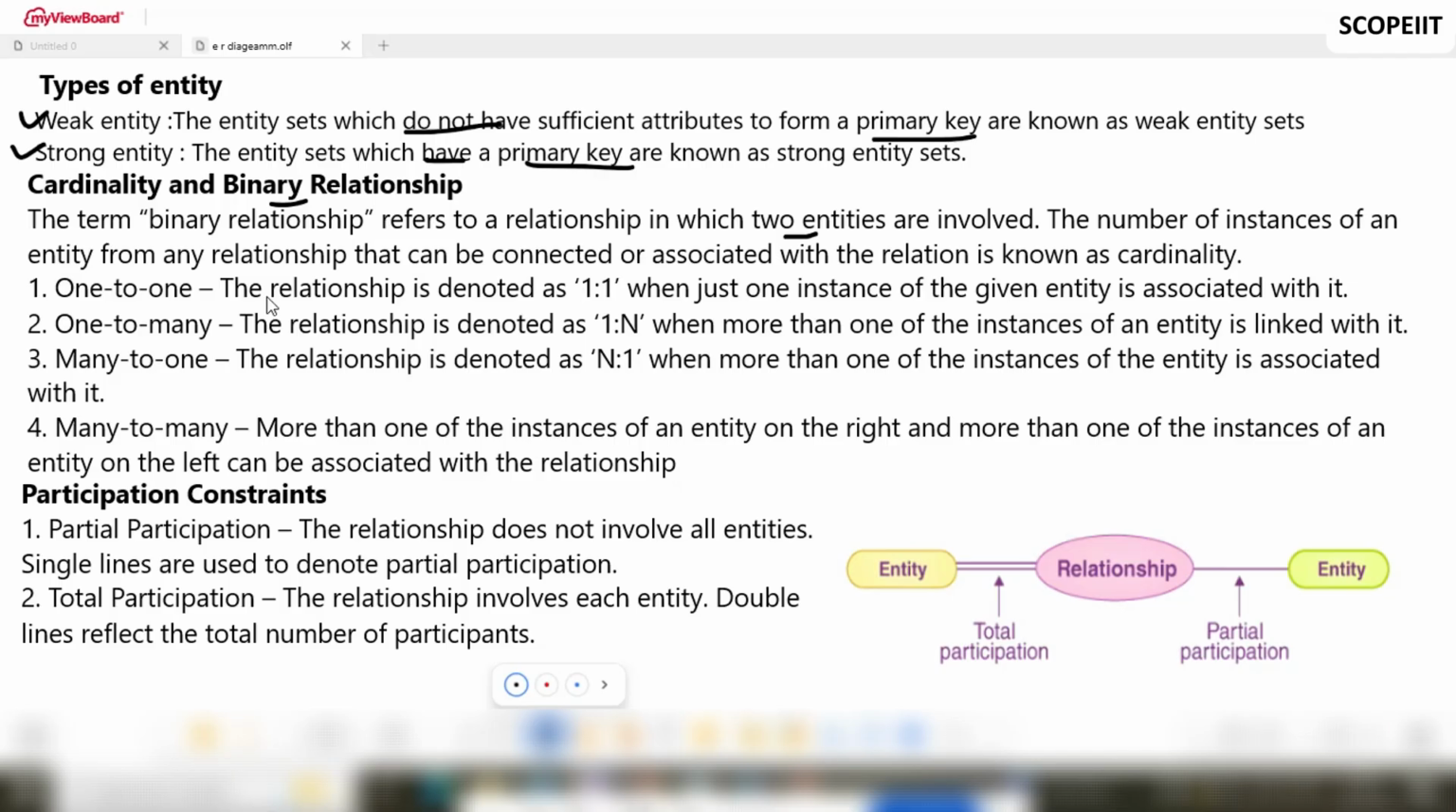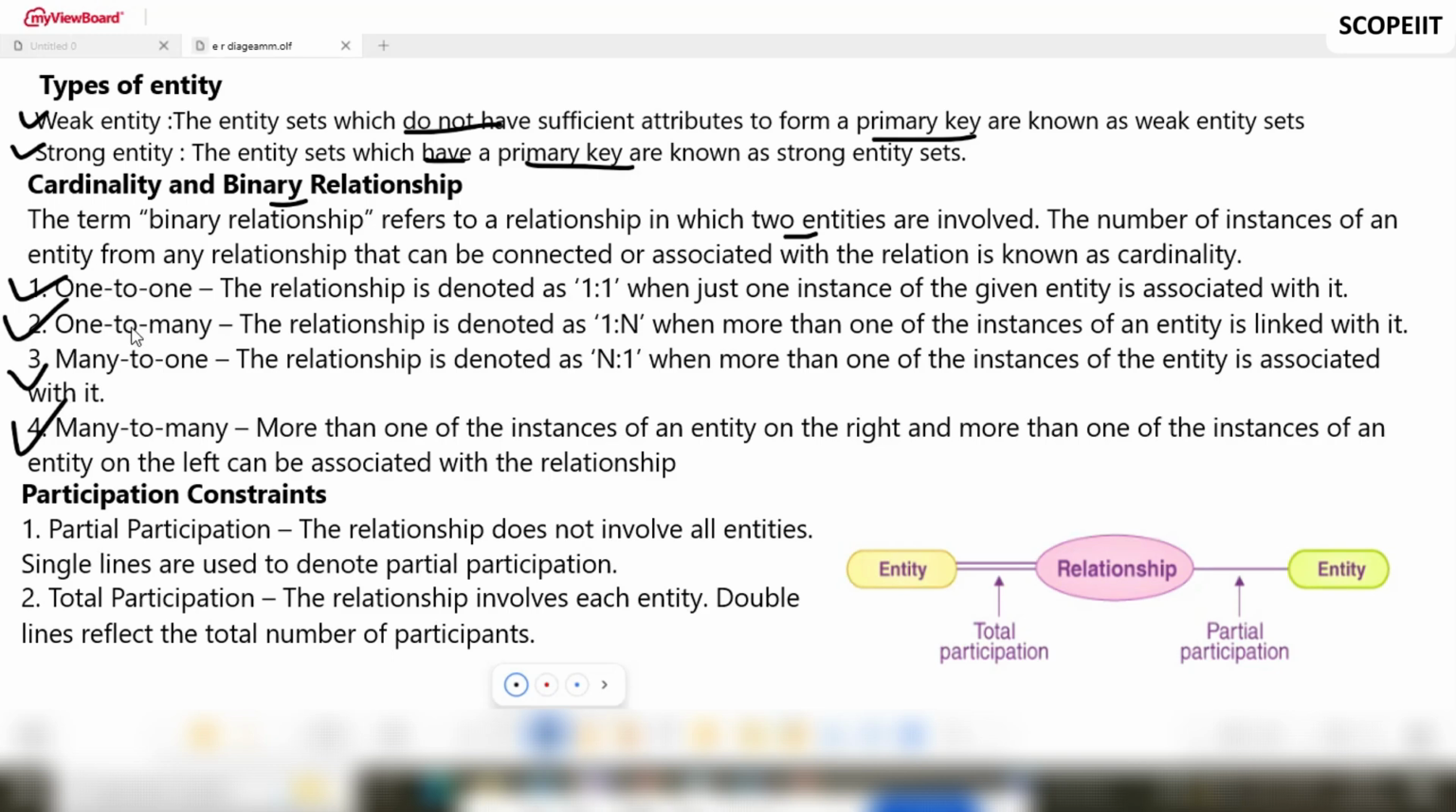So there are four types of cardinality we are having. One is one-to-one, where one entity is related with only one entity. Then one to many, for example one student joins many courses. Then many to one, many students join only one course, that is also possible. Many to many, students join many courses, right?